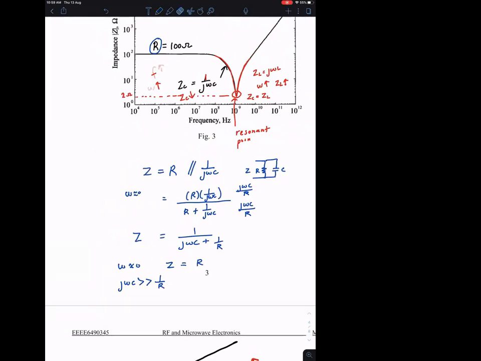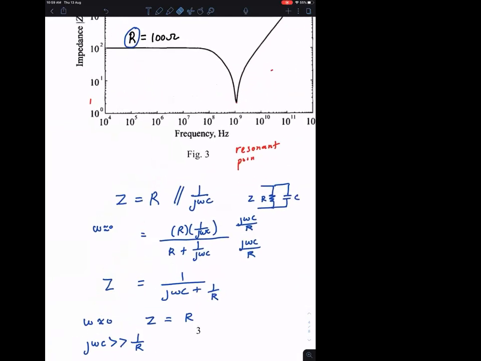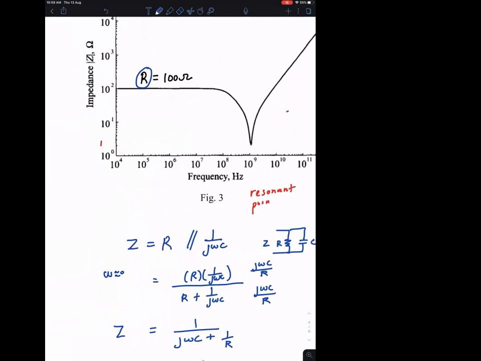Okay, just let me delete these things. Okay, omega is approximately 0. Z is R. So as omega increases, omega increases this way, right? Either you can say F or omega, it doesn't matter.